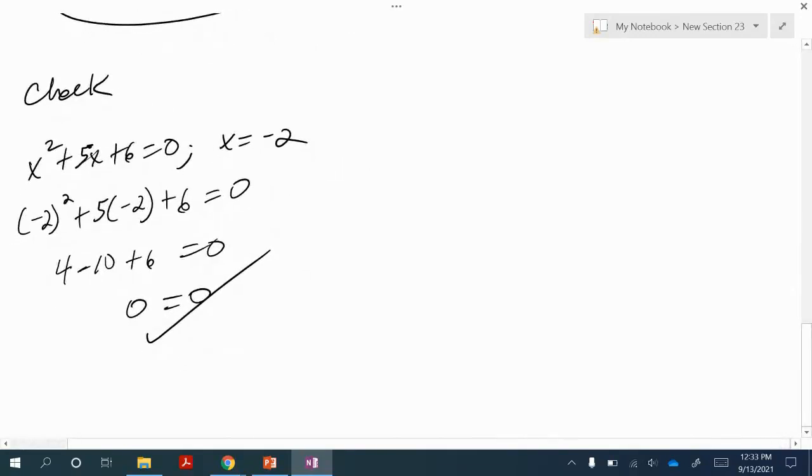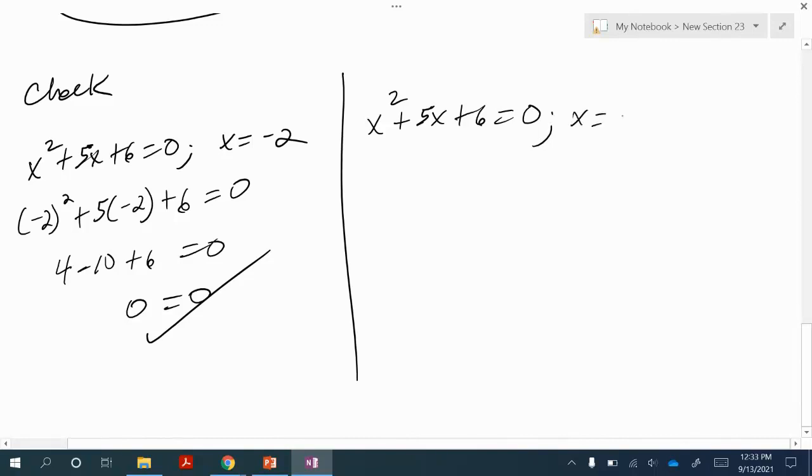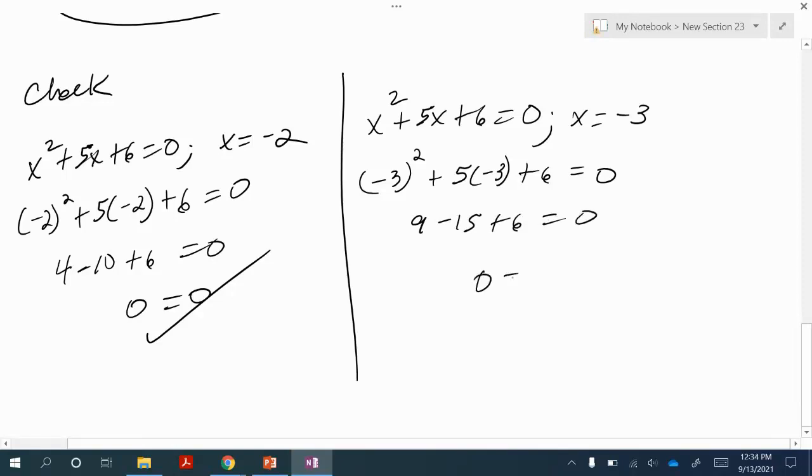We can also check our next solution, -3. So we have x squared plus 5x plus 6 equal to 0. Here we're going to check -3. Wherever we see an x, we're going to replace it with -3. And we can see that both sides are equal to 0, so we know that -3 is a valid solution.